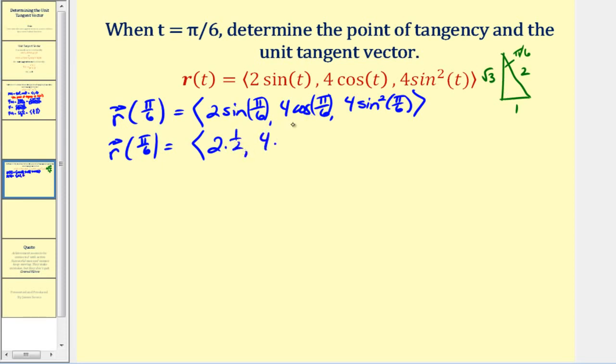The y component will be 4 times the cosine of pi over 6, that'd be square root 3 over 2. And for the z component, we're going to have 4 times the sine of pi over 6 squared. That's going to be 1/2 squared. So simplifying this, we'll have the vector 1, 2 square root 3, and 1/2 squared is 1/4, so we'll have 1 for the z component. So this is the vector with its terminal point on the curve at t equals pi over 6. The point 1, 2 square root 3, 1 would be the point of tangency.